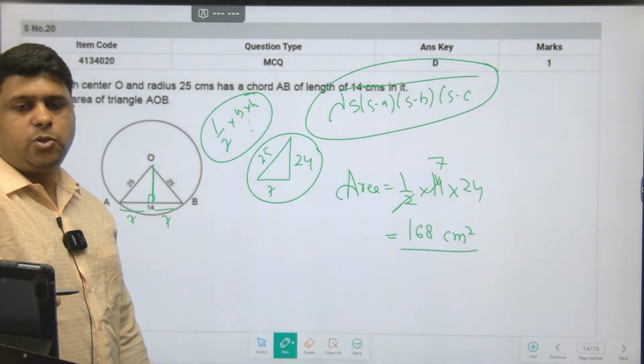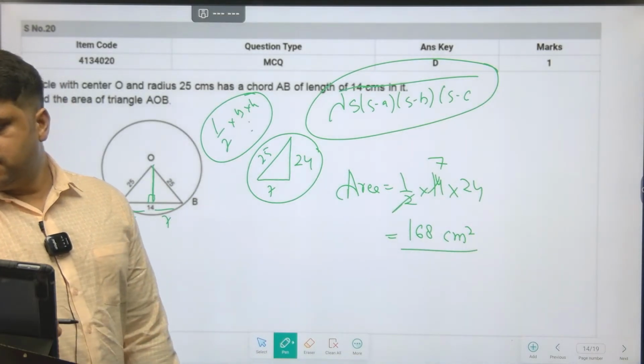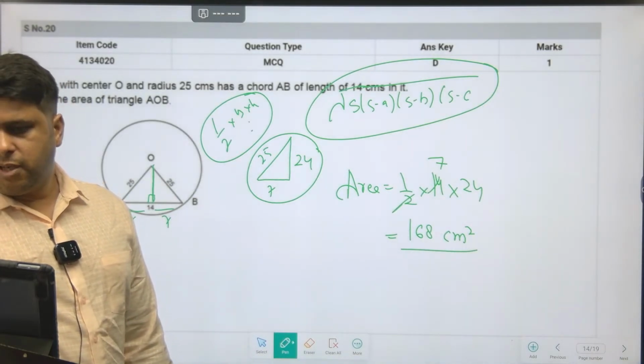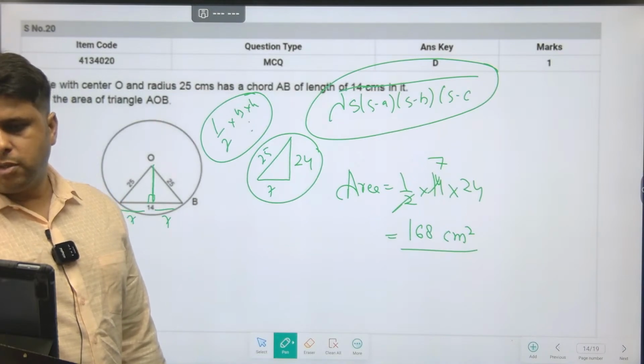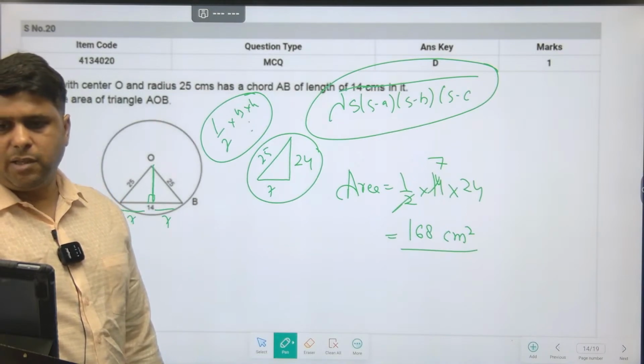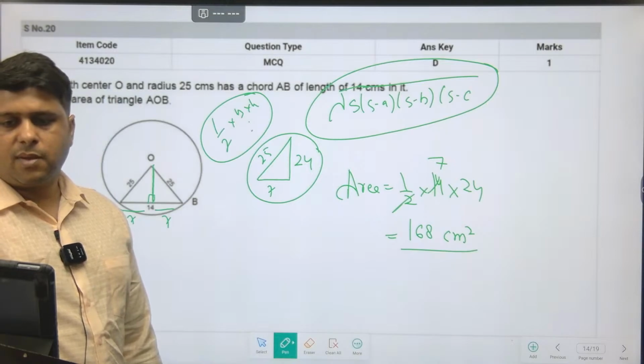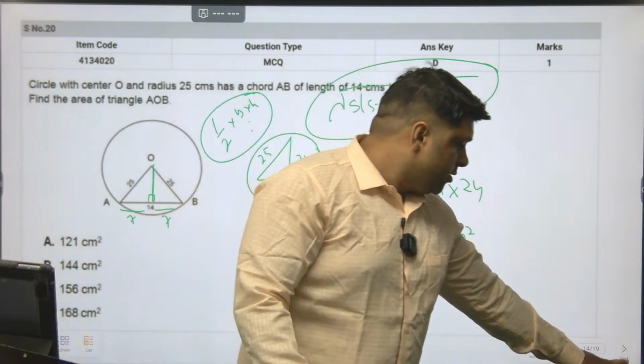So understood, guys? B. Vinayak Chaurasia is saying B. Which question? So I may have passed from that question. So let's see next question.